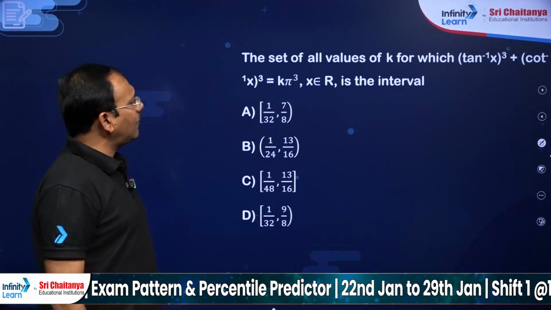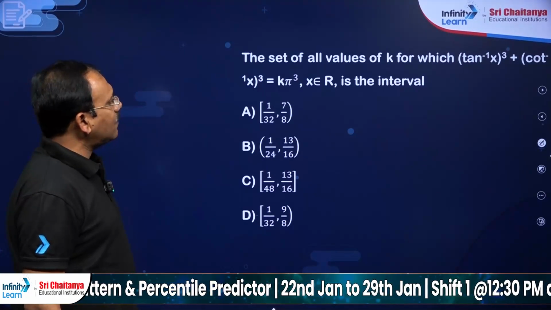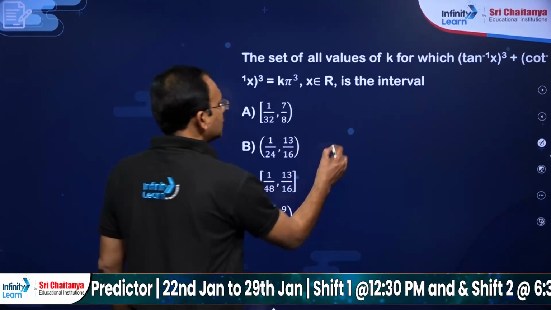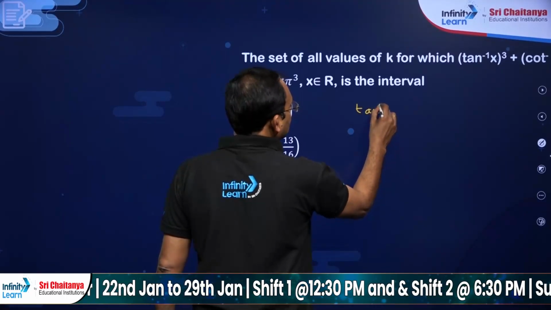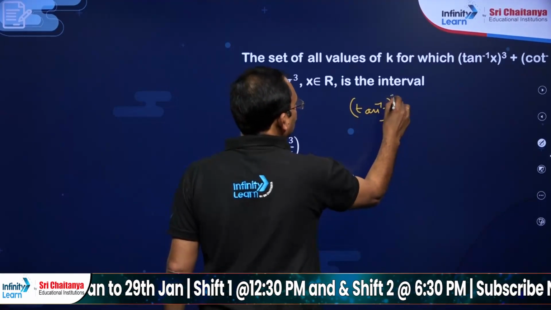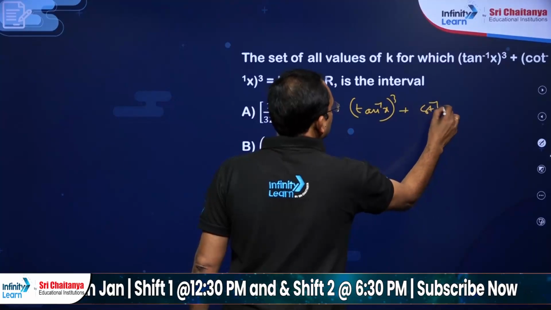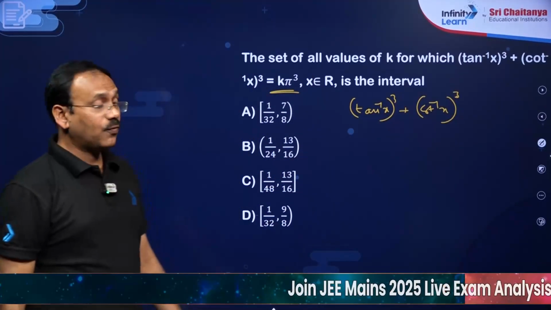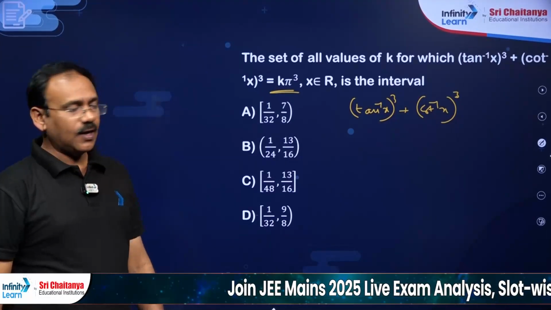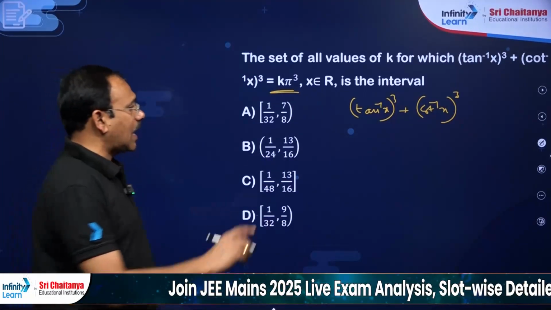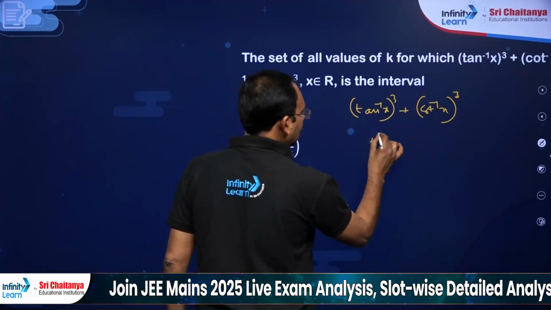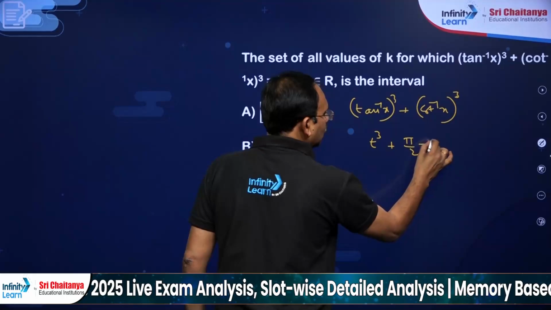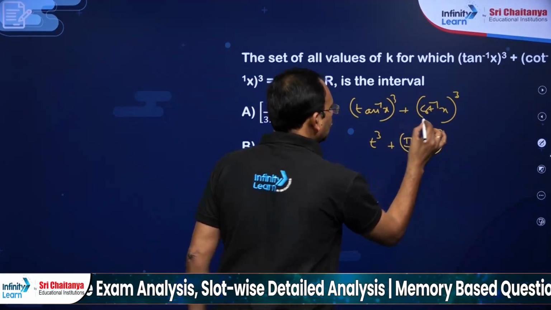Next, the set of all values of k for which (tan inverse x) whole cube plus (cot inverse x) whole cube is equal to k pi cube. That means he is asking us to find the range of (tan inverse x) whole cube plus (cot inverse x) whole cube, which is k pi cube. You have to find the possible values of k. So here, my dear friends, suppose you take tan inverse x as t, this is t cube, and cot inverse x you can write as (pi by 2 minus tan inverse x) whole cube.